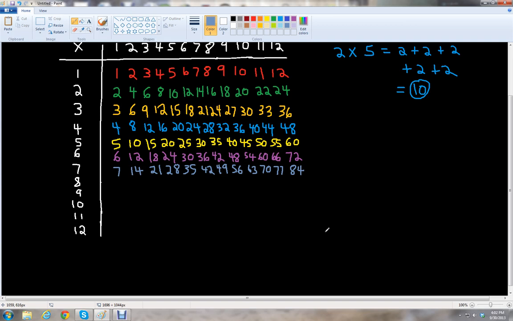Okay, so now we're moving on up to the eights. Eights table. So we have 8 times 1 is 8. 8 times 2, 16. 8 times 3, another 8, that's 24. 8 times 4 is 32. 8 times 5 is 40. 8 times 6, 48. 8 times 7, 56.